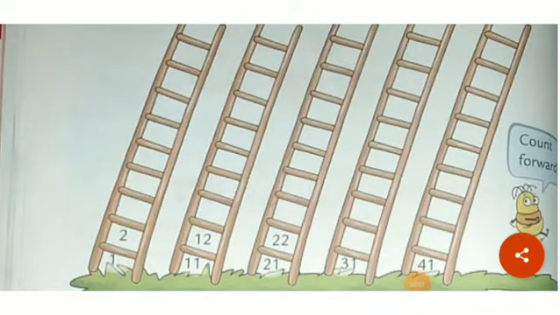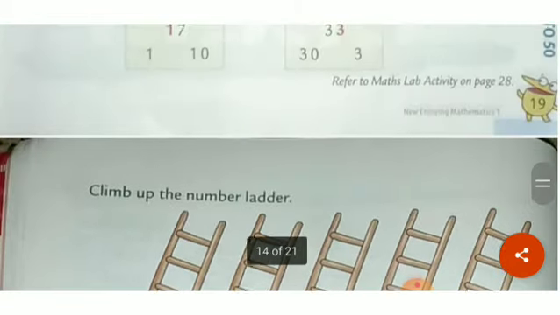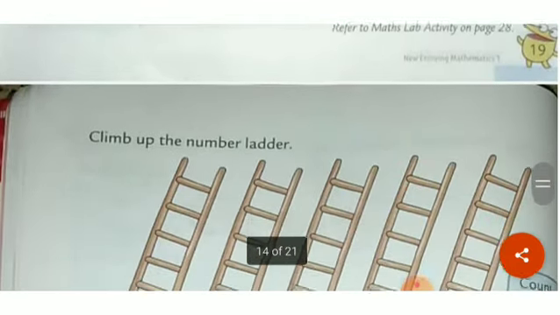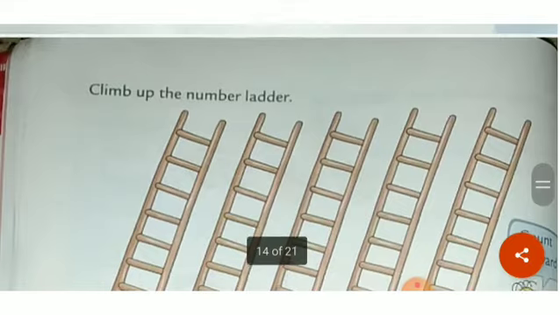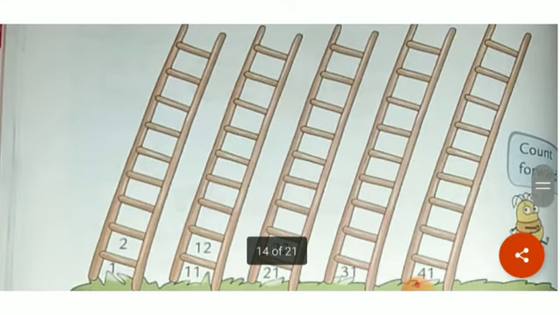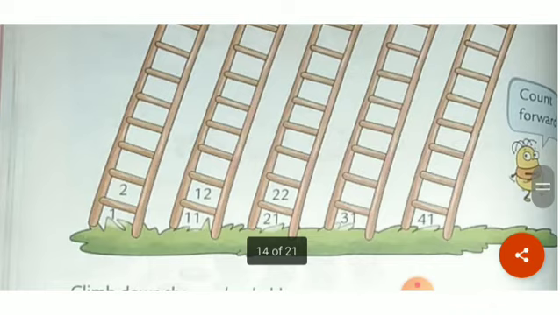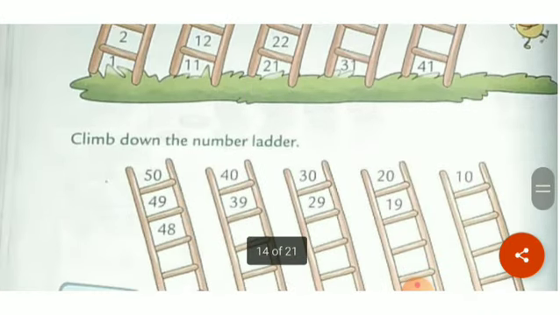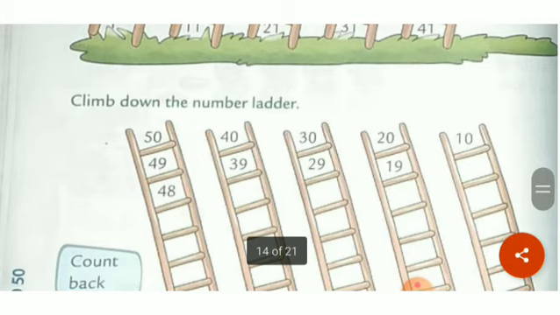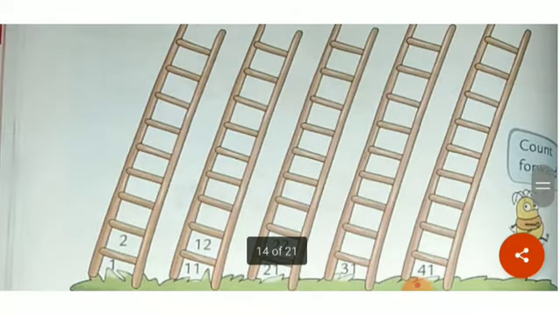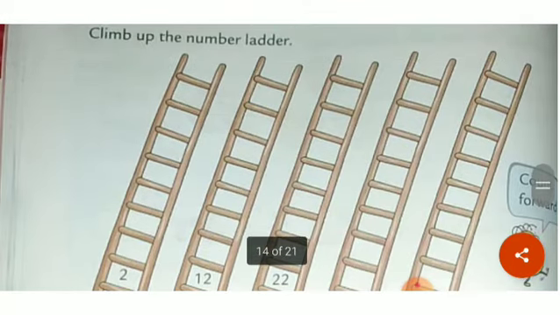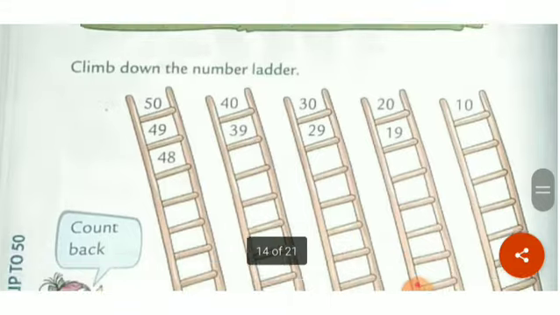See the next page, page number 20. Here you can see climb up the number ladder and climb down the number ladder is given. On climb up the number ladder you have to write forward counting from 1 to 50, and in climb down ladder you have to write down the counting in a backward manner. Okay, so I hope all are knowing the number counting. We have done the practice. So complete this number counting in a forward manner and in the backward manner.